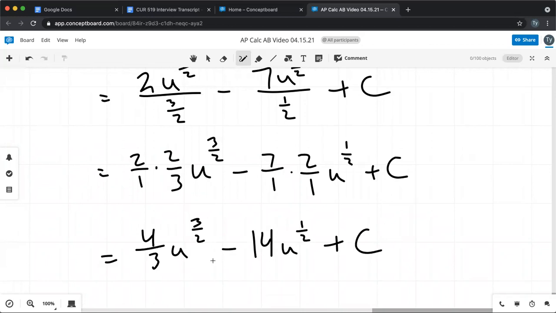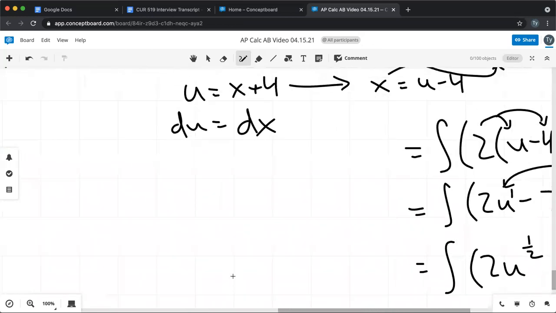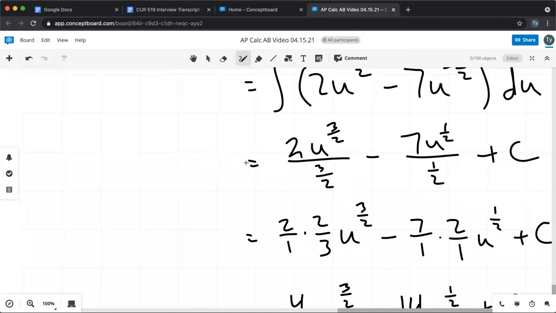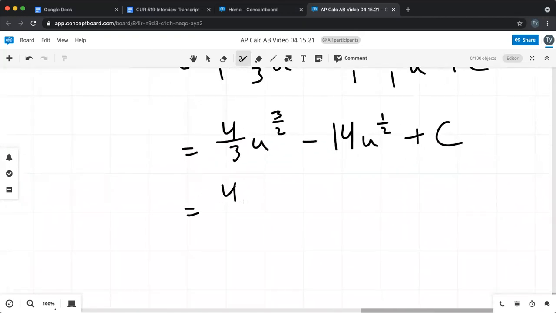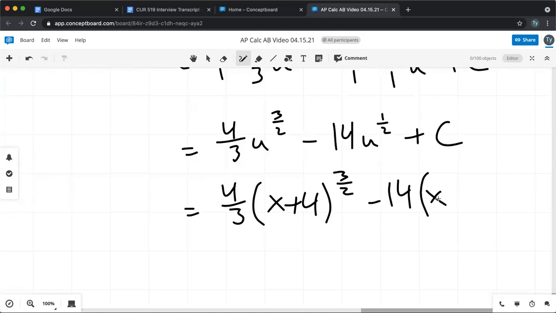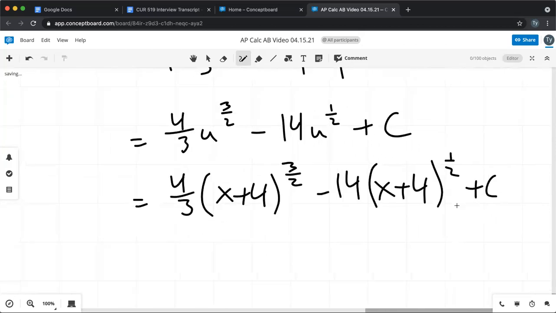And our last step is to substitute back in for u. U was x plus 4. So we have 4/3 (x plus 4) to the 3/2 minus 14 (x plus 4) to the 1/2 plus c. And if you wanted, you could rewrite this with the square root, but I don't feel like writing that all over again.